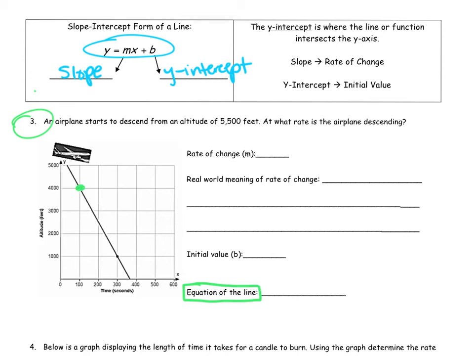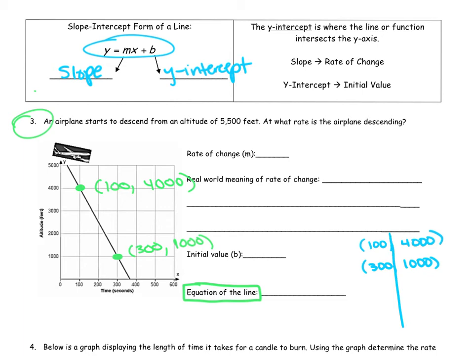Well, now here, look at my graph gives me 2 points. So I've got the point 100, 4,000, and I've got the point 300, 1,000, right? So remember what I did in that other example, though. I like to write them one below the other. So we have 100, 4,000, and then we had 300, 1,000. Okay, so here's X. Here is Y.